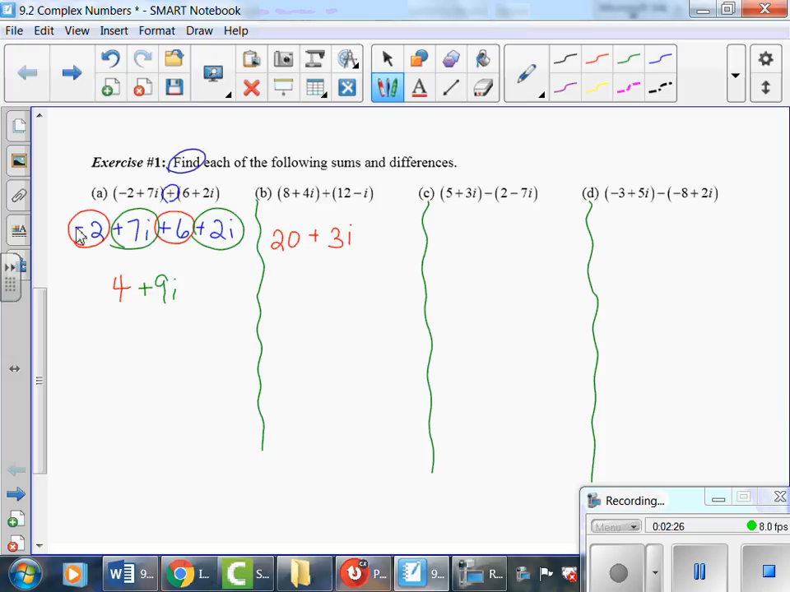On this one you had to take one extra step because we have this negative sign right here, and we know that when we distribute that negative sign, this becomes -2 plus 7i. So when we combine like terms, we get 3 plus 10i.